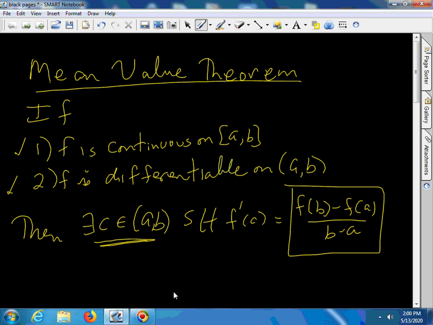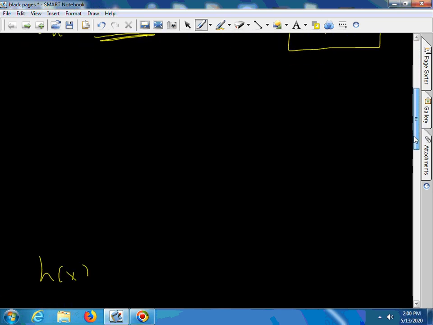What is going on here? So we need to look at this before we're going to be able to prove it. We have to understand what we want to prove.